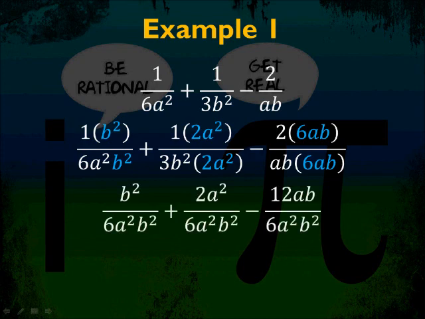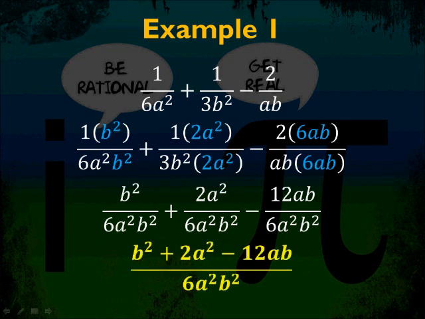Let's expand this, and you get b squared plus 2a squared minus 12ab, and each has the same denominator. With the same denominator, you can now add and subtract them. So we get b squared plus 2a squared minus 12ab all over 6a squared b squared, and you're done. Again, find the least common denominator using the least common multiple. Convert each fraction into an equivalent fraction with the common denominator by multiplying the top and bottom by the same value, and then simplify, and if necessary, reduce.